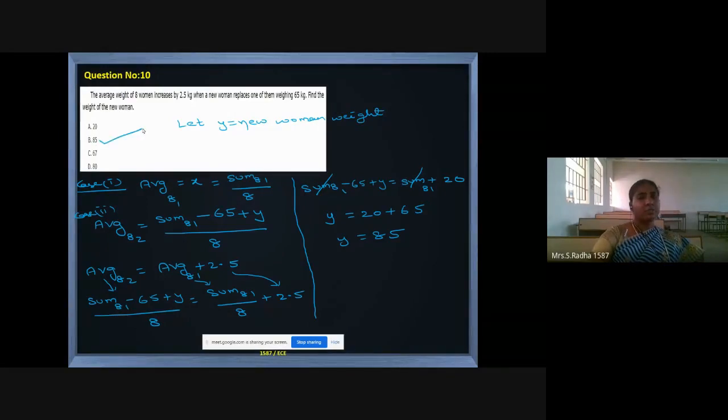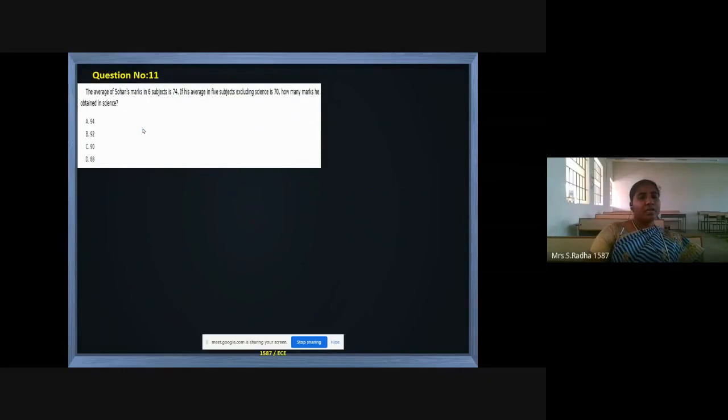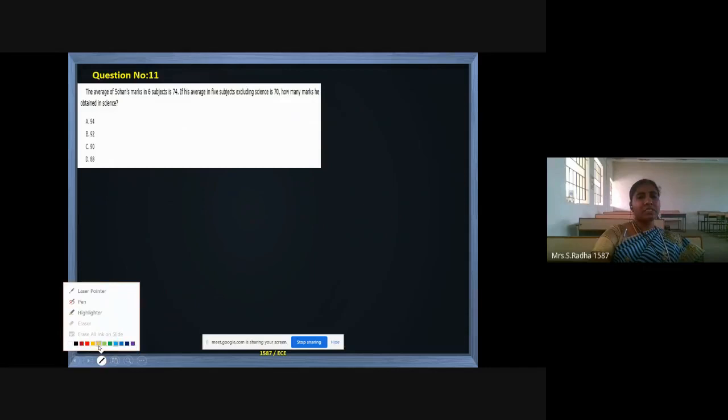I am going to the next problem. The average of Sohan's marks in 6 subjects is 74. If his average in 5 subjects, excluding science, is 70.